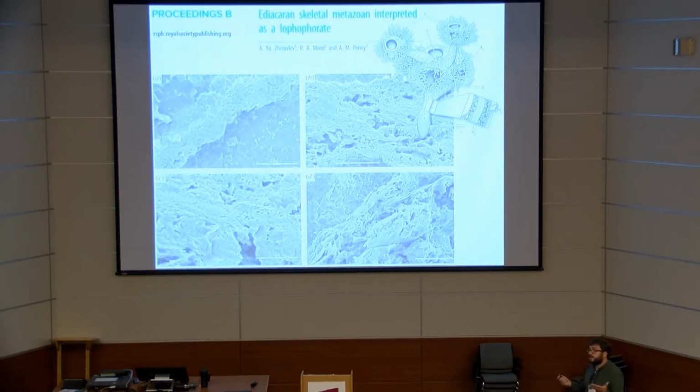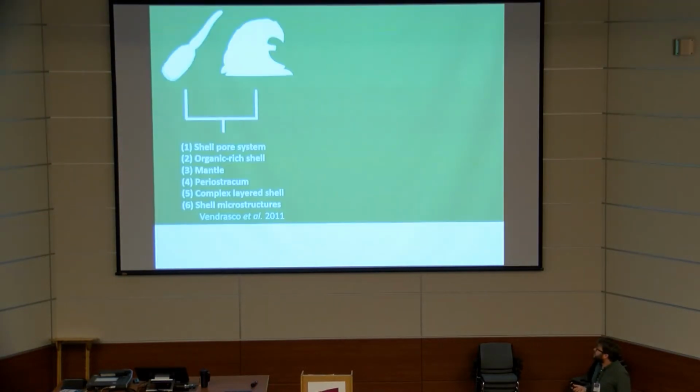And also there's the potential for lophophorates in the Ediacaran, which also possess these simple foliated textures in the form of Namacalathus. So that's another potential.